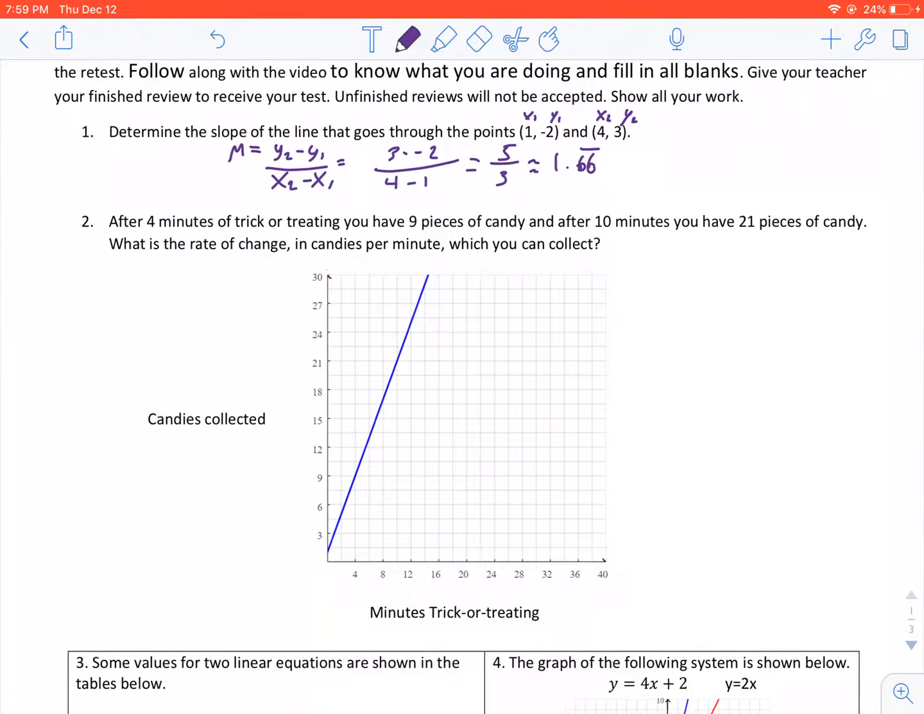Number 2 says, after 4 minutes of trick-or-treating you have 9 pieces of candy, and after 10 minutes you have 21 pieces of candy. What is the rate of change in candies per minute which you can collect?